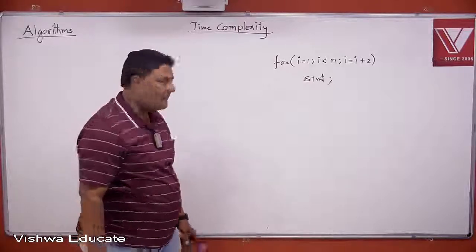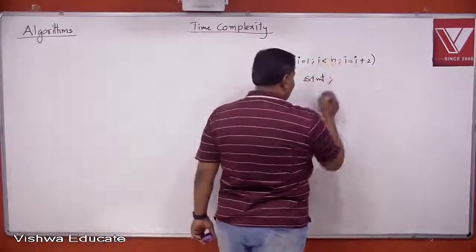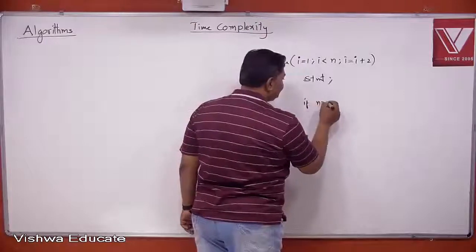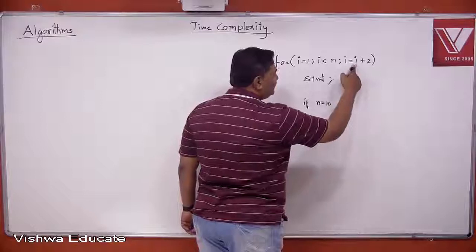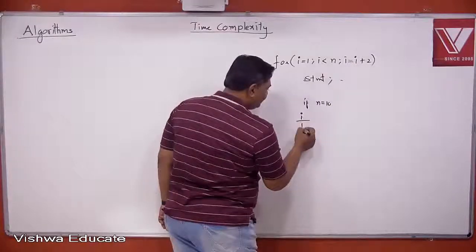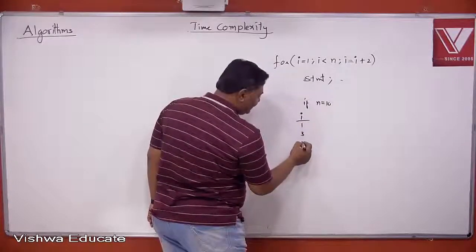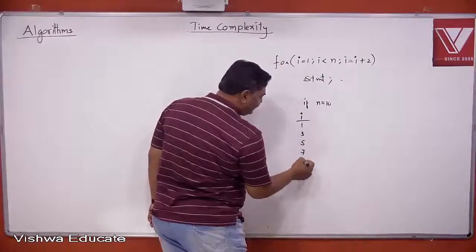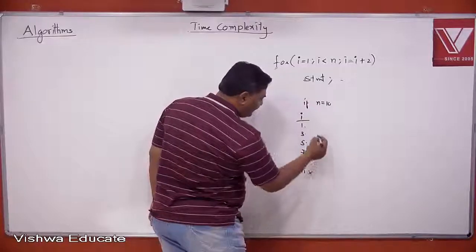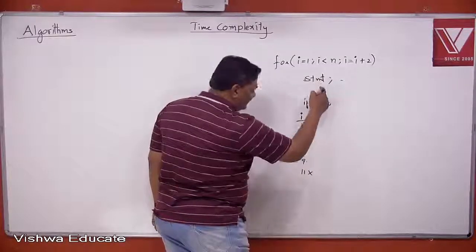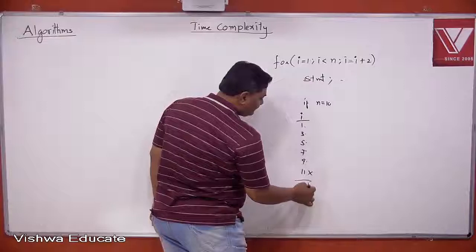If n is equal to 10, then how many times will this statement execute? See, i takes the values from 1 onwards, then it will become 3, then 5, then 7, then 9. When it becomes 11, it will stop. So 1, 2, 3, 4, 5 times. This will execute 5 times.